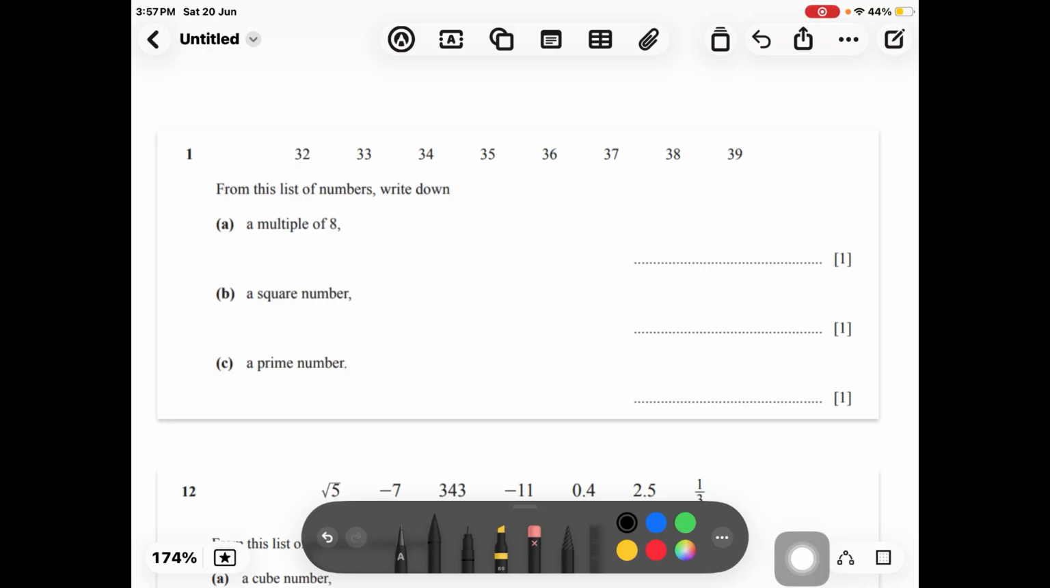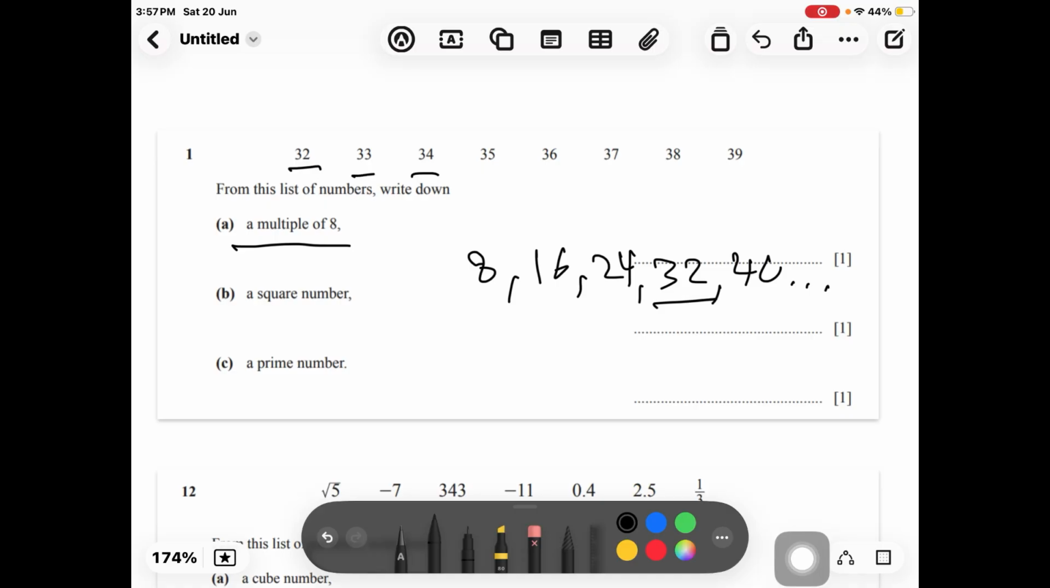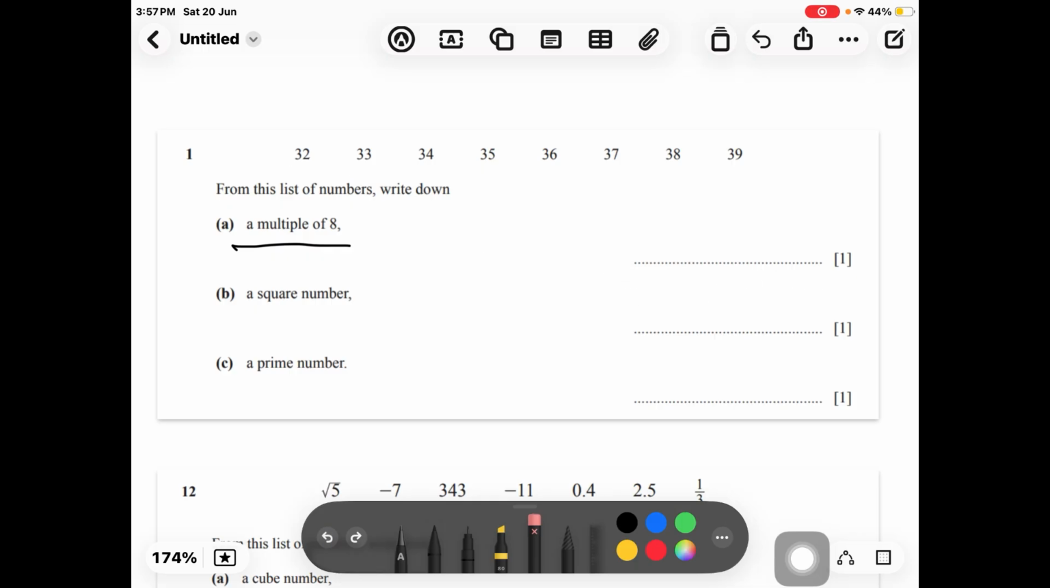So first, we have a list of numbers, and from here we have to find a multiple of 8. Now to find a multiple of 8, you can write them down: 8, 16, 24, 32, 40, and so on. And from here we can already see that 32 is in the list, so obviously 32 is a multiple of 8. And just in case, you can take all these numbers and divide them by 8, and if you get a whole number, that means it's a multiple of 8. If you get a decimal, it's not. And we're just going to write 32 here as our answer.